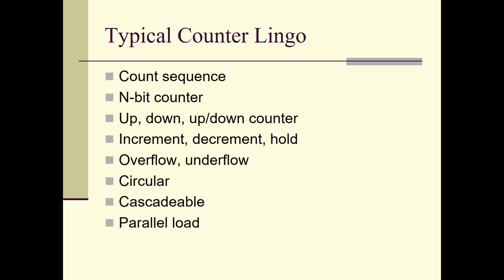It happens naturally. Typically speaking, you can load new values into these counters to start to count at any value you want, which I refer to as parallel load. And typically, if you want a 16-bit counter, it's really easy to make a 16-bit counter out of two 8-bit counters, which is referred to as, generally speaking, cascadable.